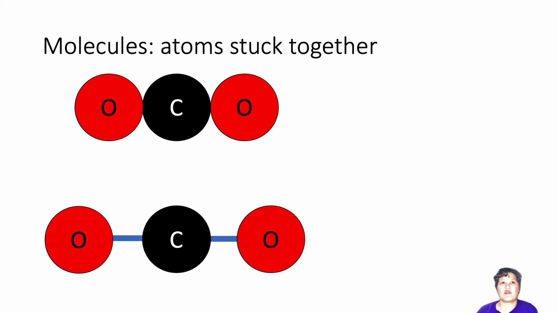Sometimes you'll see it drawn this way, where you have the carbon in the middle, and then you have these lines in between the carbon and the oxygen atoms, and those lines are what we call bonds, which are the things that stick the atoms together.